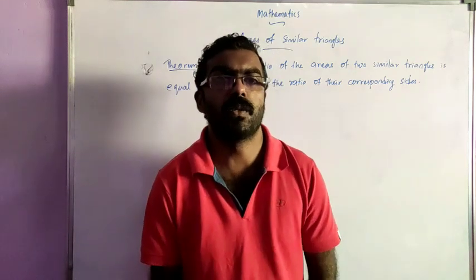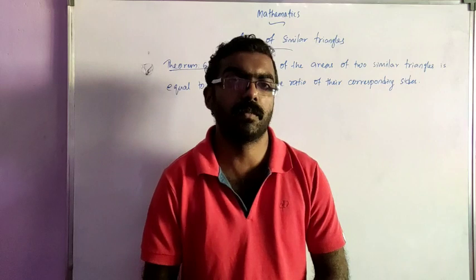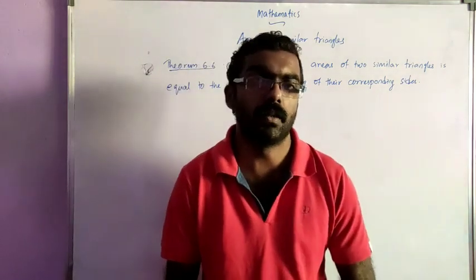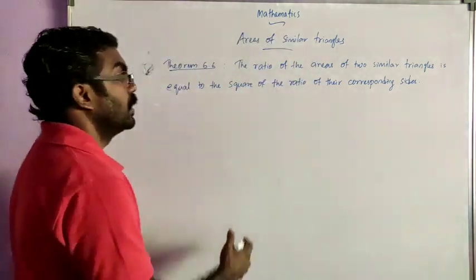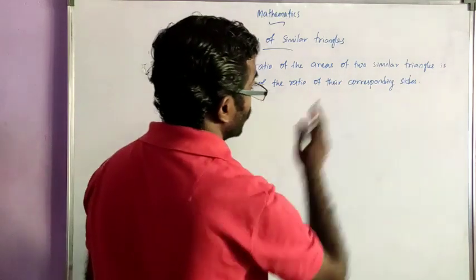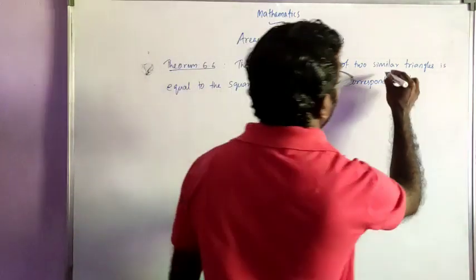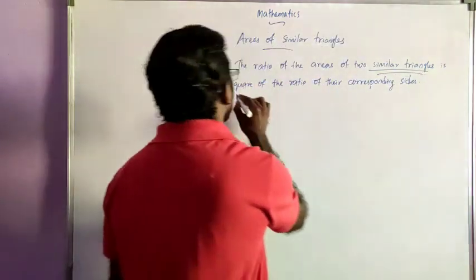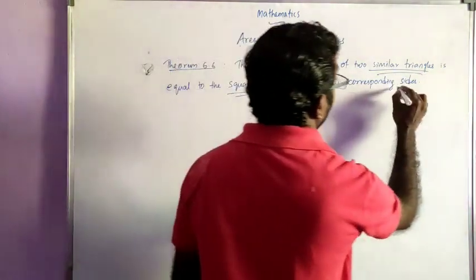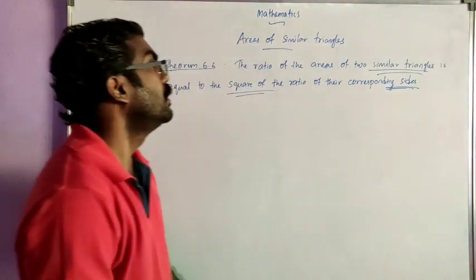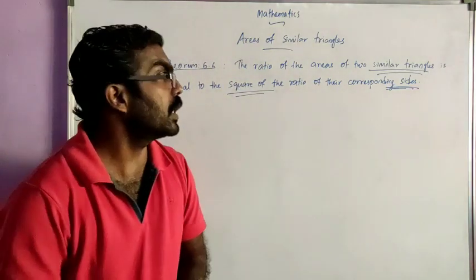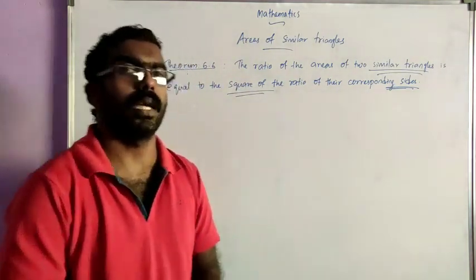In this session we move on to a new topic, areas of similar triangles. Here you have to learn one theorem. The ratio of the areas of two similar triangles is equal to the square of the ratio of their corresponding sides.